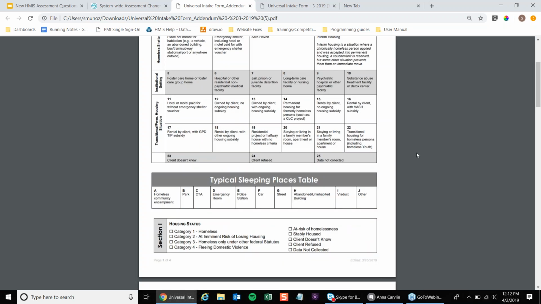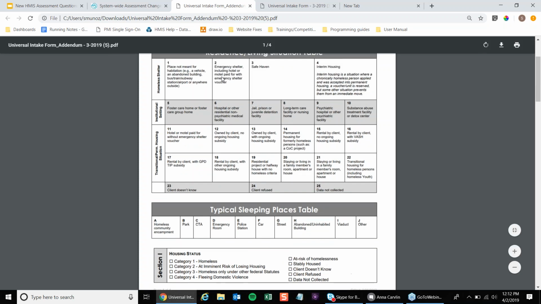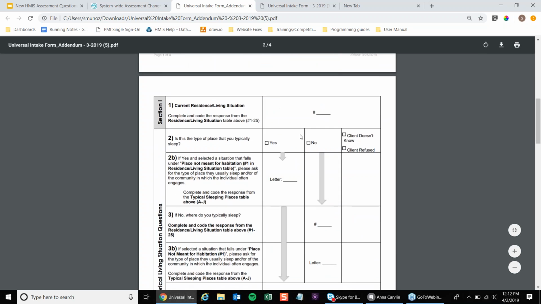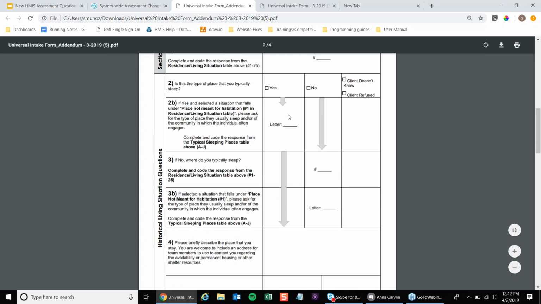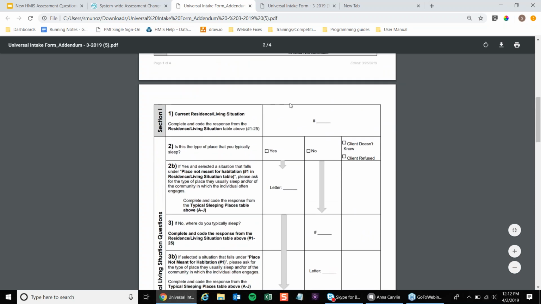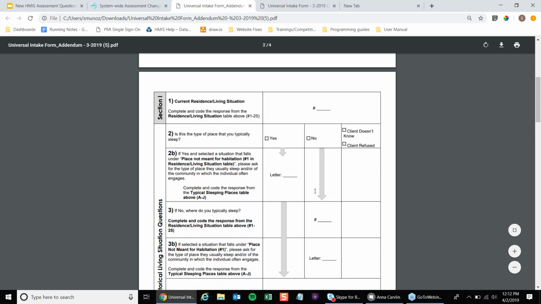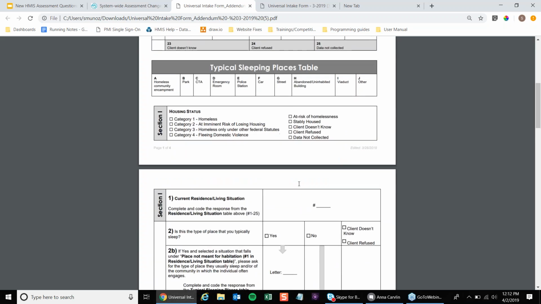It looks a little intimidating, but just know that we have these tables, like the typical sleeping places table. You'll be prompted when to put in a number from here or a letter, etc. So it really just goes down. You want to follow the arrows here to know which ones you have to actually answer, and it gives you prompts as to whether you're answering for the current residence, living situation, or the typical sleeping places.